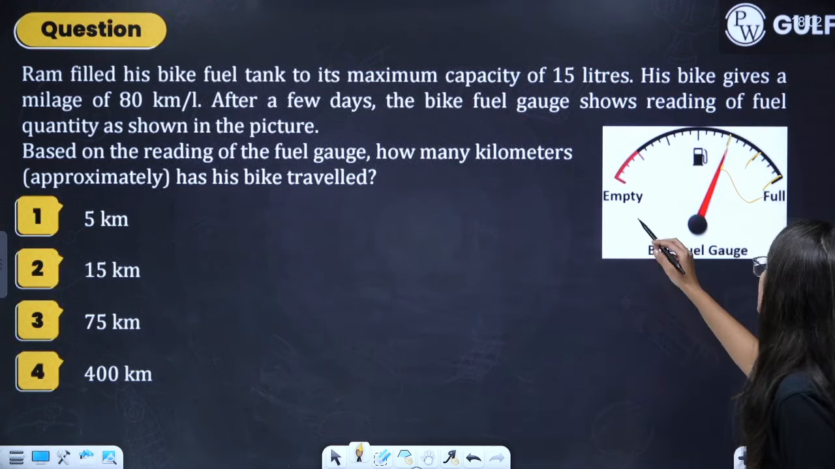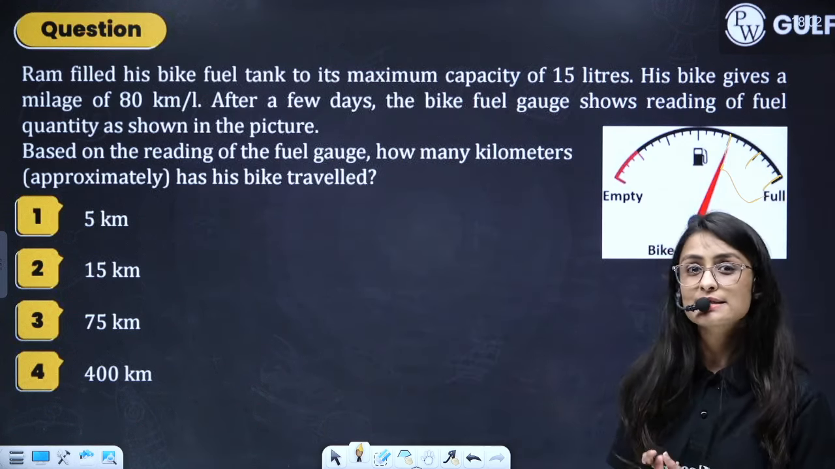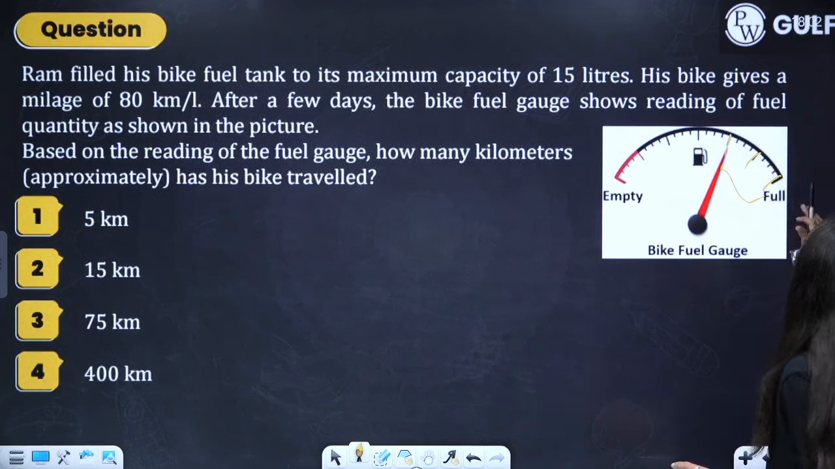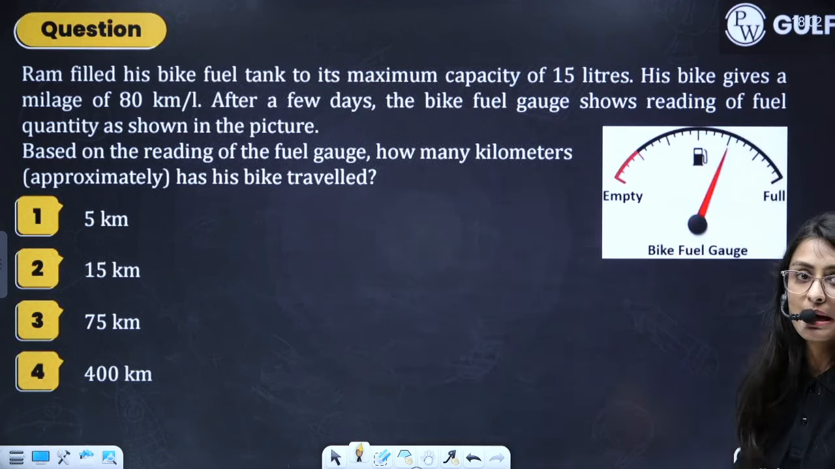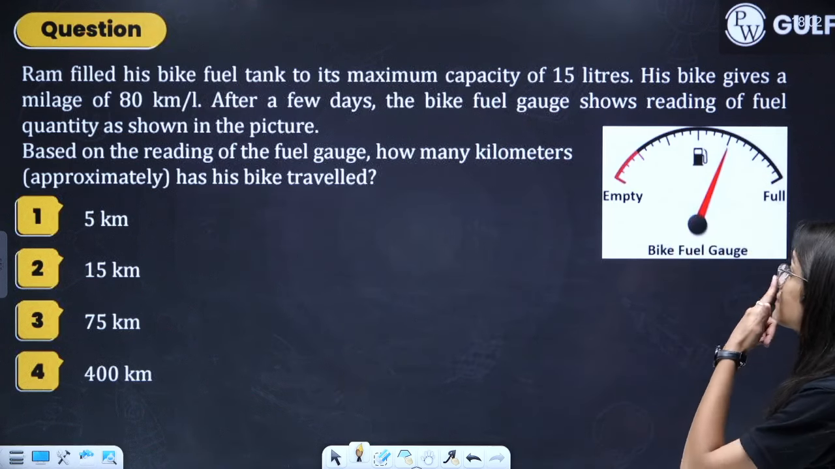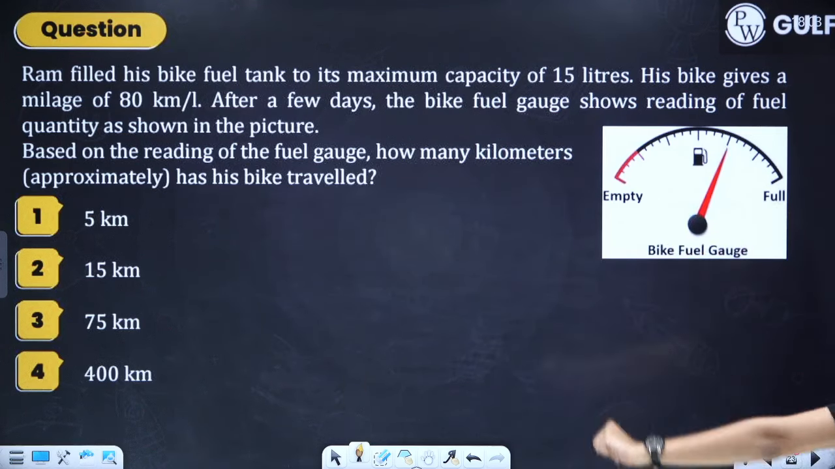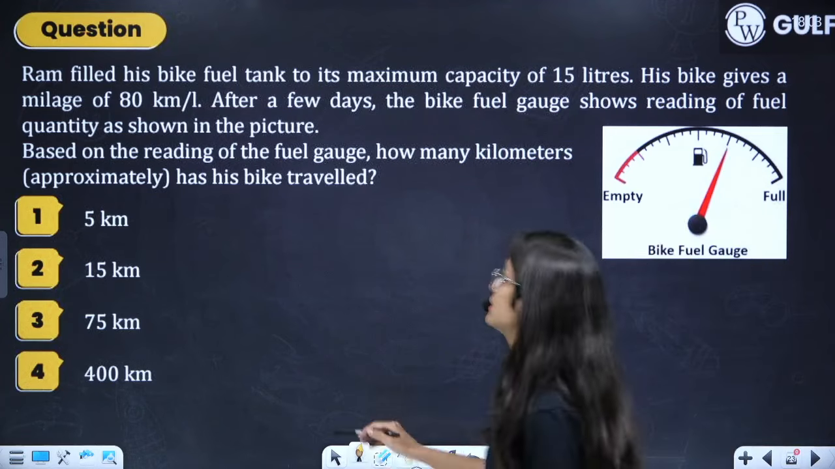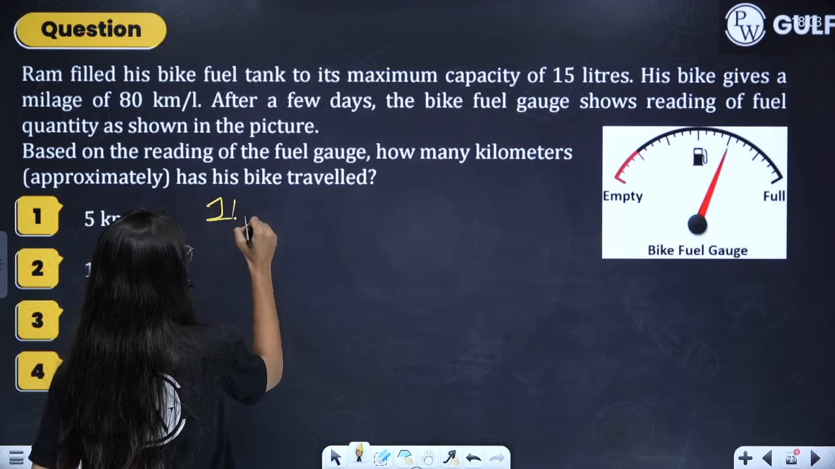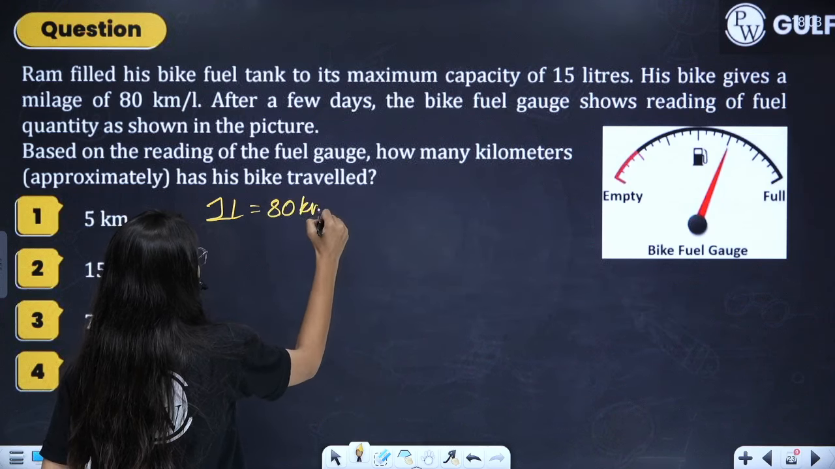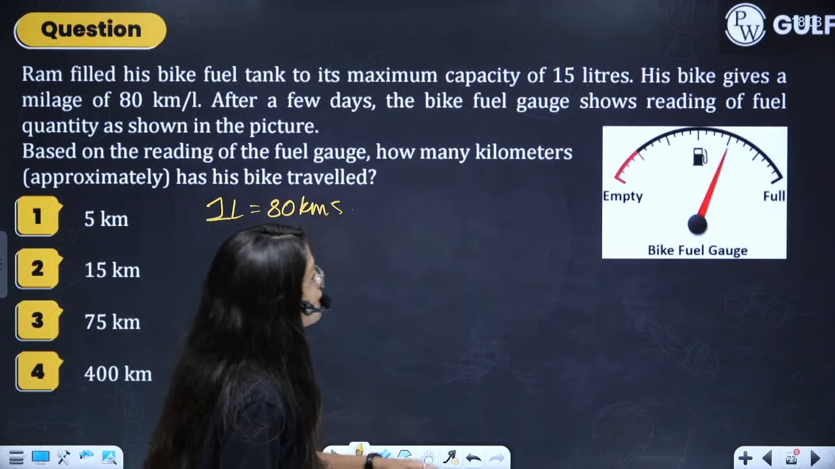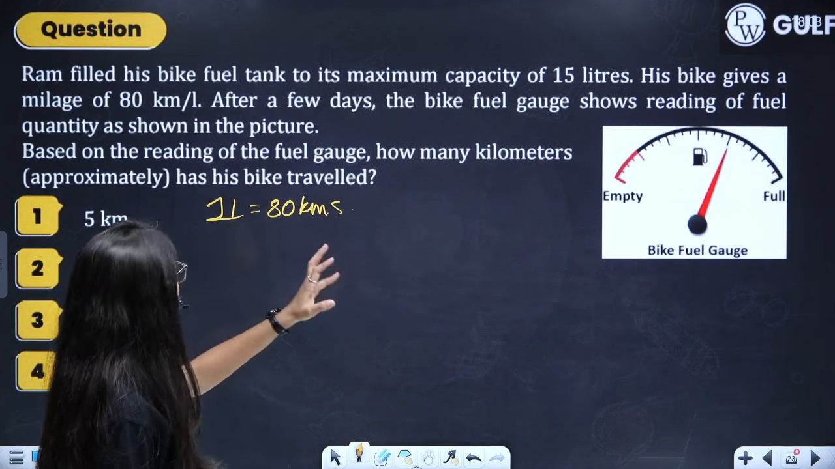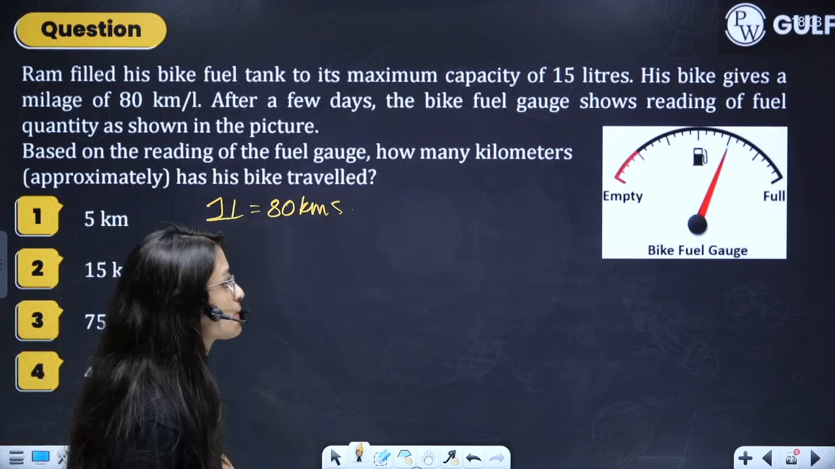See, here it's the fuel gauge and the maximum capacity is 15 liters. And his bike gives a mileage of 80 km per liter. That means in 1 liter it travels 80 kilometers. So first of all, we need to check how many kilometers his bike has traveled. You can give the approximate answer.